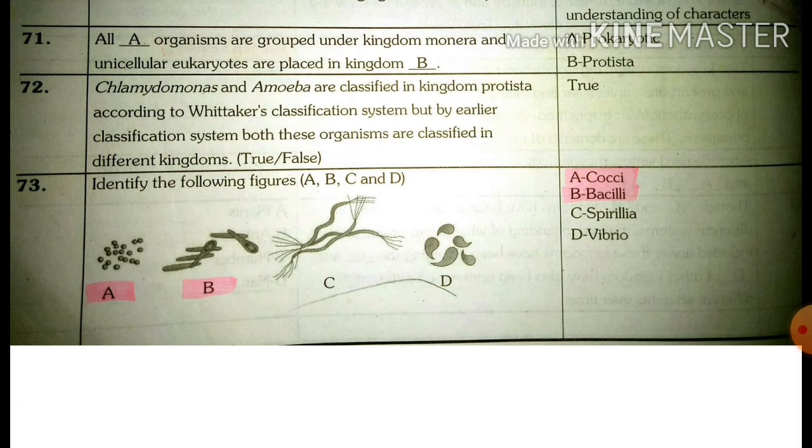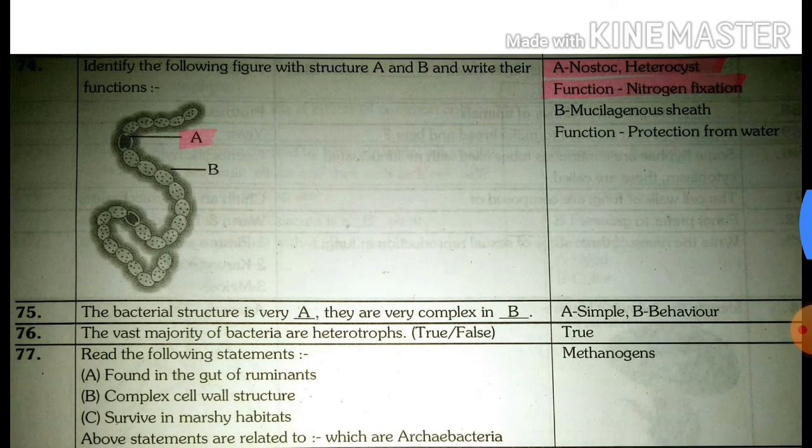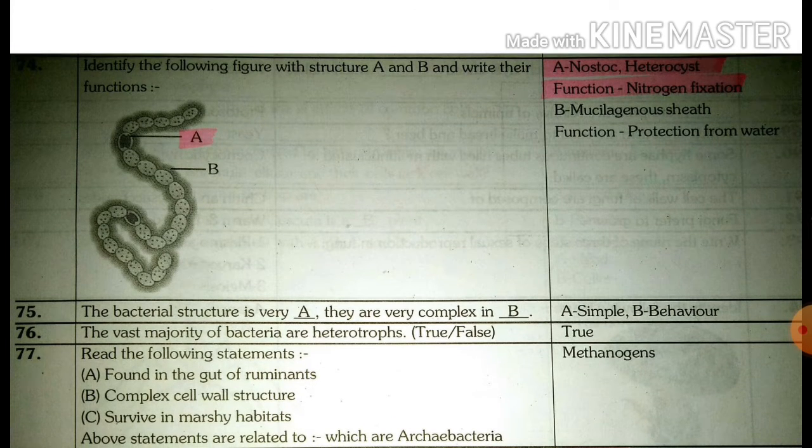First one is spherical, cocci. Second one is rod-shaped, bacillus. C is spiral, spirillum, and D is vibrio, comma-shaped. Next, identify the following figure with structures A and B, and write their function. A is Nostoc, that is heterocyst. Function is nitrogen fixation. B is mucilaginous sheath. Function is protection from water.